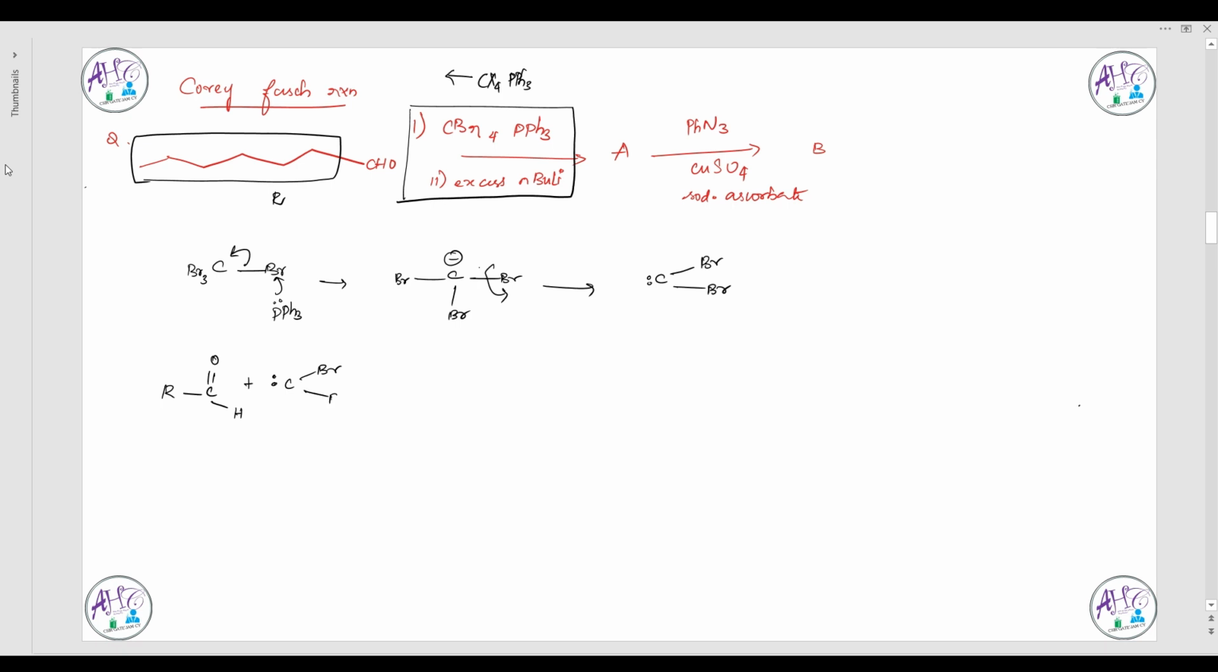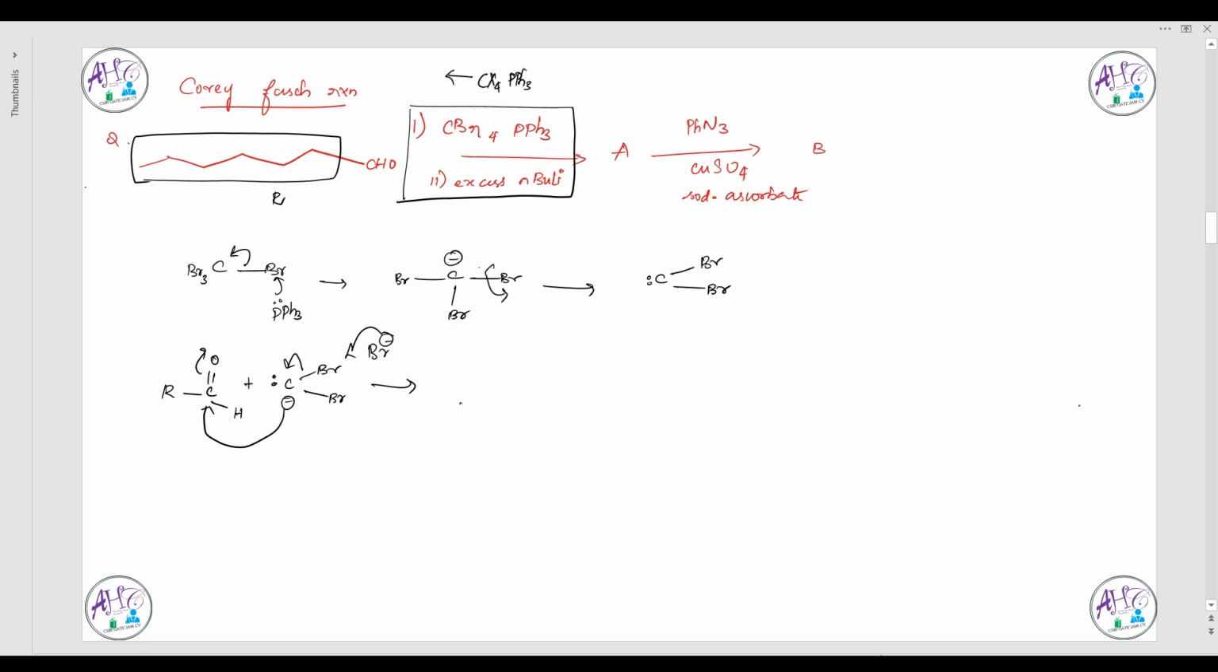CBr. So what happens when the carbene reacts with a carbonyl group? This is going to form an alkene. So literally your Br minus will take one Br. So this is going to form a carbanion on top of this. This carbanion will now attack your carbonyl carbon. Okay, this is going to open like this.